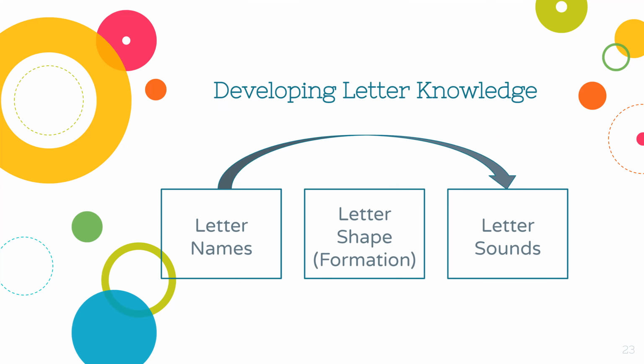So let's talk about how we can unpack letters for children. We're going to start with talking about the letter names, as we've mentioned previously, before we move on to the letter shapes or formations. And then finally, we will do some explicit instruction on the letter sounds, because all learning happens on a continuum, and you have to help children progress in their skills by building on the previous skill.